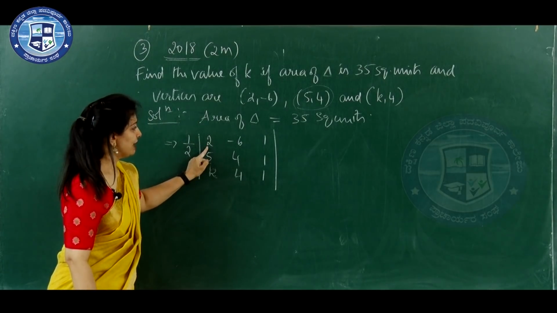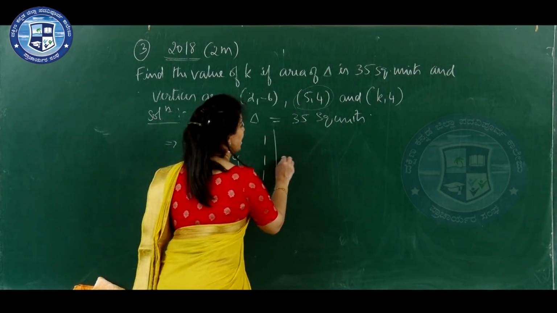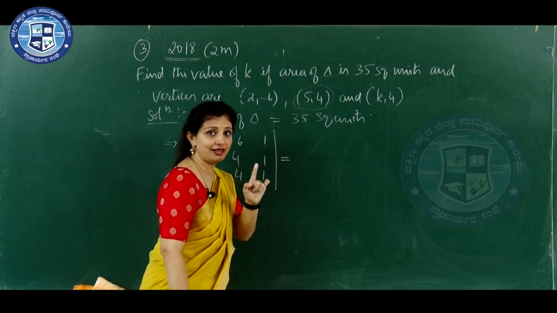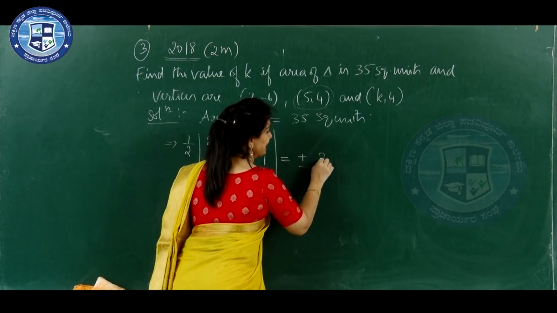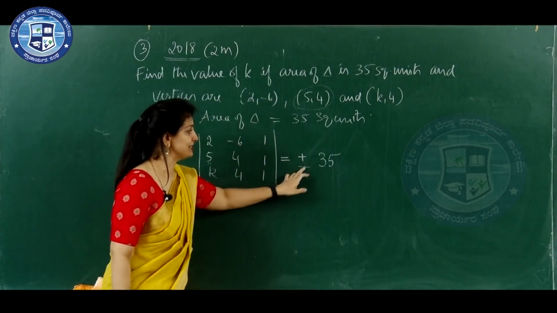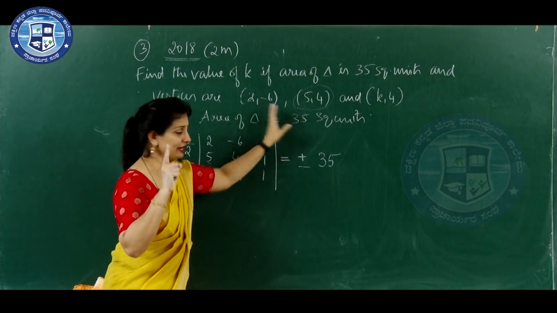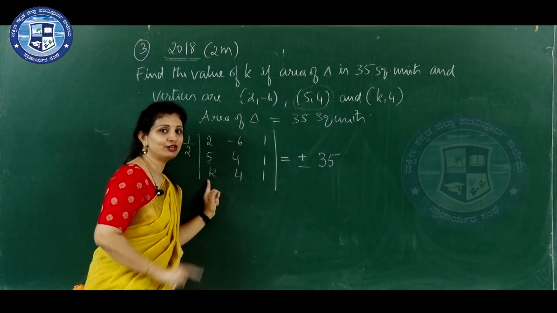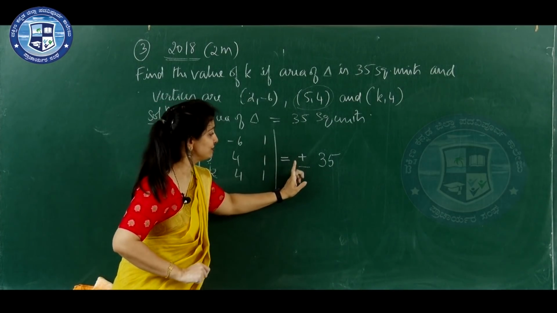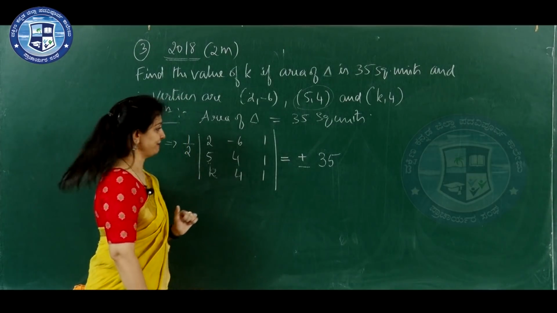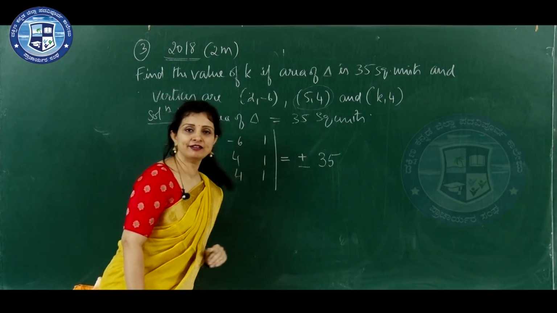Look at this. So that we have the value of area of triangle using determinant, we can write like this, is equal to, area is given. Remember, if the area is given, we need to write positive and negative sign of the determinant. So, plus or minus 35. Of course, area is a positive quantity, but we are finding the coordinate which can be positive or negative. That is why we have to write plus or minus 35. Now, the next step is just expand it, get the value of k.